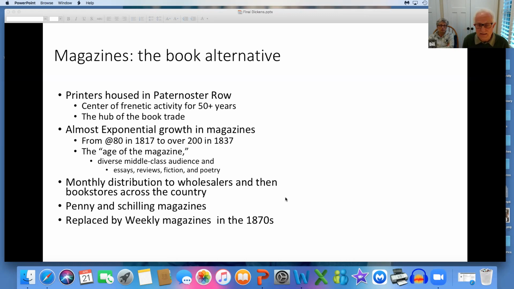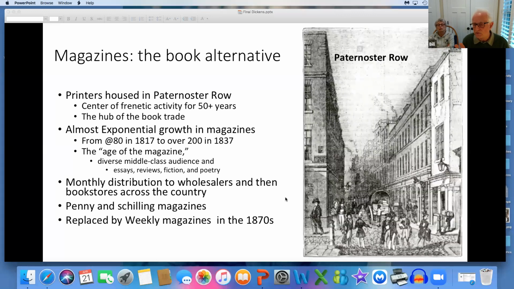There were magazines for essays, reviews, fiction, poetry. They were all published in this little area right next to St. Paul's Church called Paternoster Row. That was the center. It was a frenetic hub of activity of book publishing, and they distributed books to wholesalers and booksellers throughout the country.